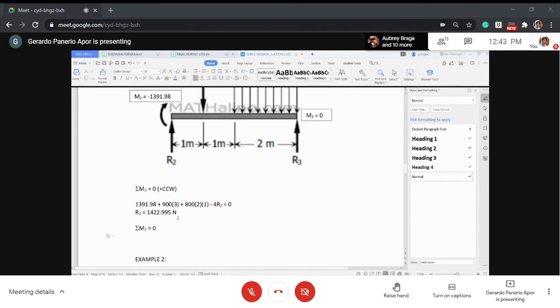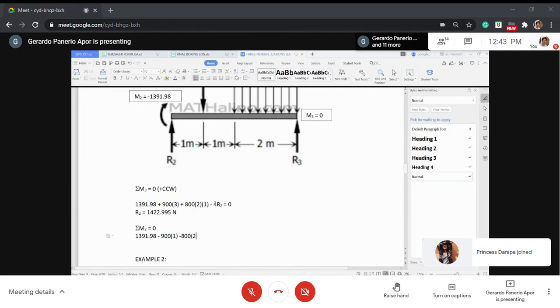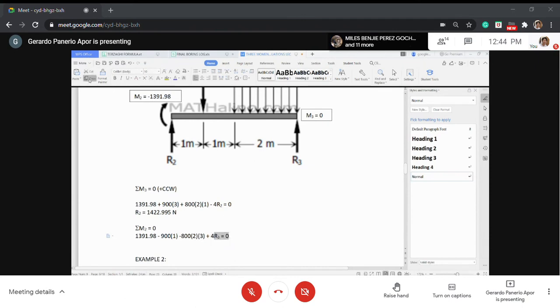Okay, doing that at summation of moment at 2. I still have 1391 in the same direction, clockwise, and then the rest are negative: 900 with a moment arm of 1, minus 800 times 2, where the moment arm here is 3. Then plus 4 R3 is equal to 0. So this is R3. Now R3 can be solved.